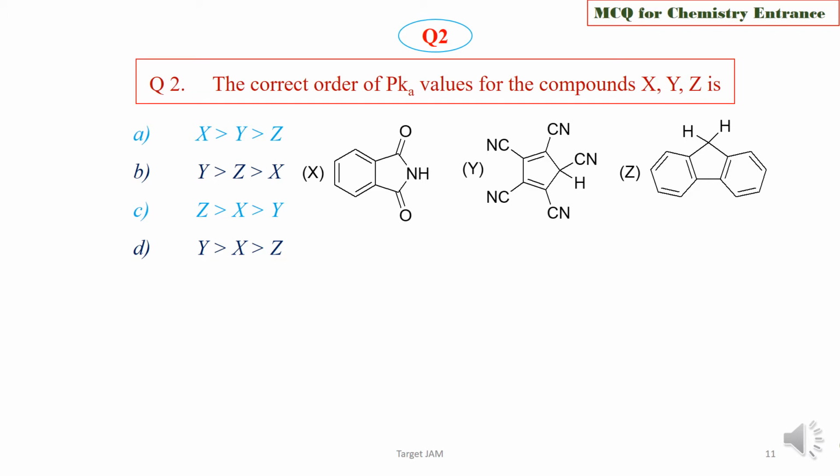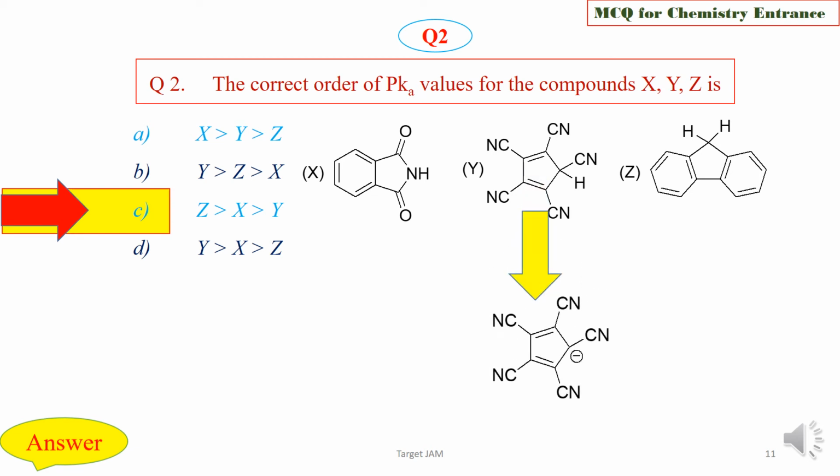Question 2. The correct order of pKa values for the compounds X, Y and Z is: X greater than Y greater than Z, or Y greater than Z greater than X, or Z greater than X greater than Y, or Y greater than X greater than Z. Choose the correct pKa order of these three compounds, and we are now going to check the answer key. The right answer is option C, that is Z greater than X greater than Y.